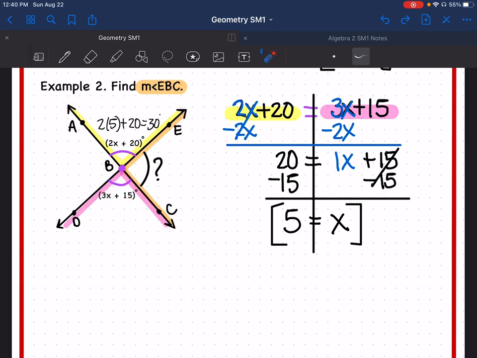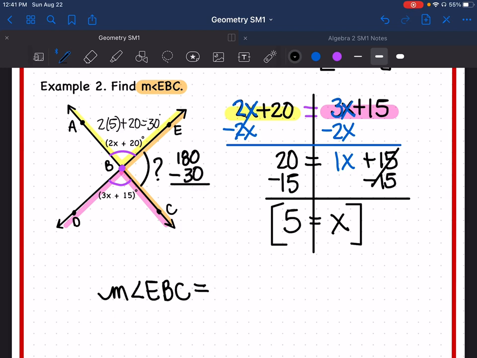I know that this angle here plus this angle here has to equal 180 degrees. So in order to find the measure of angle EBC, I'm simply going to take 180 degrees and subtract the 30 degrees from the yellow. So where did I get this 30? I got it from the yellow angle when I substituted, which gives me 150 degrees.